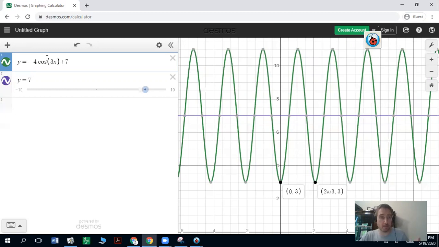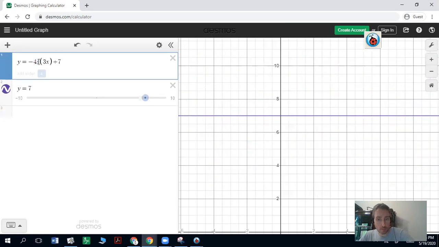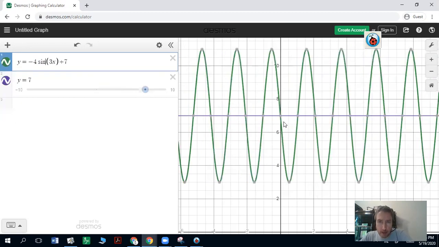So if it's a sine, then that period would be from the midline to this midline and back again. So it's from the midline to the second time it hits the midline afterwards. So 2 pi over 3 still for your sine. So all the other stuff's the same.